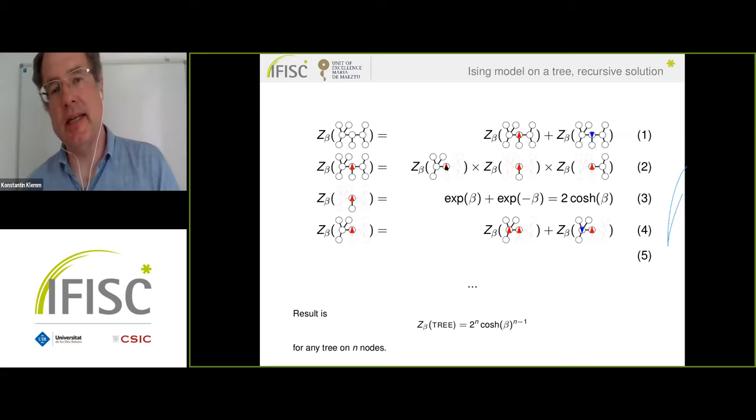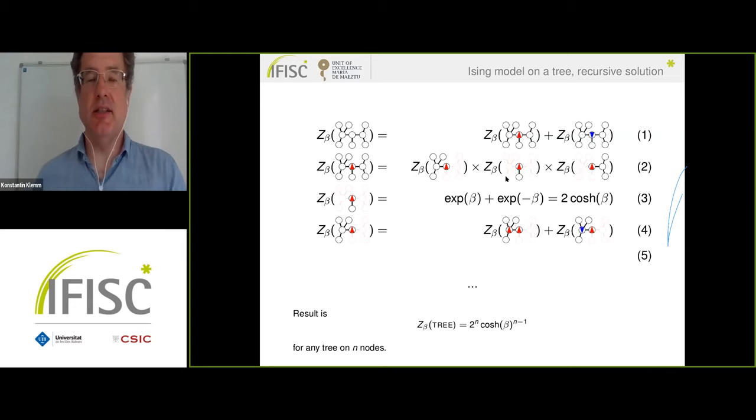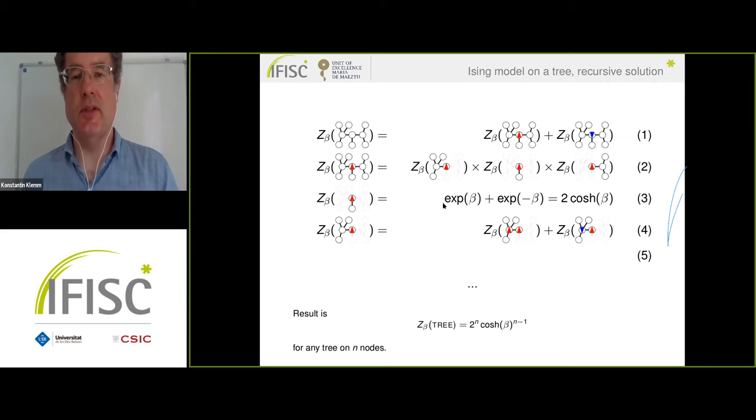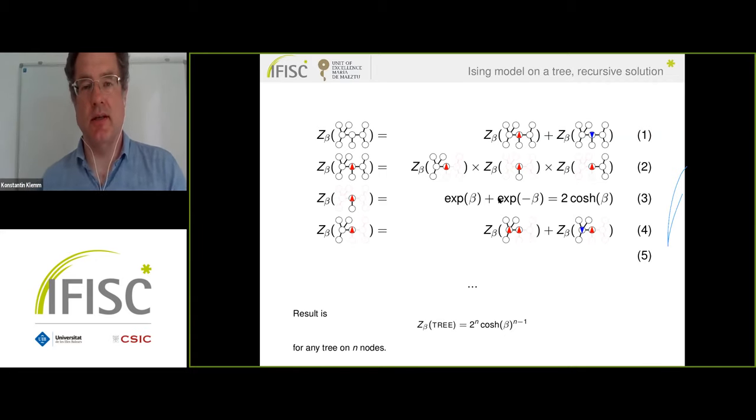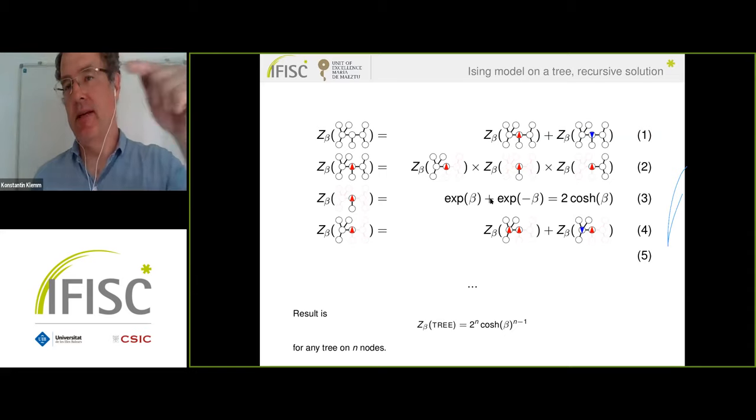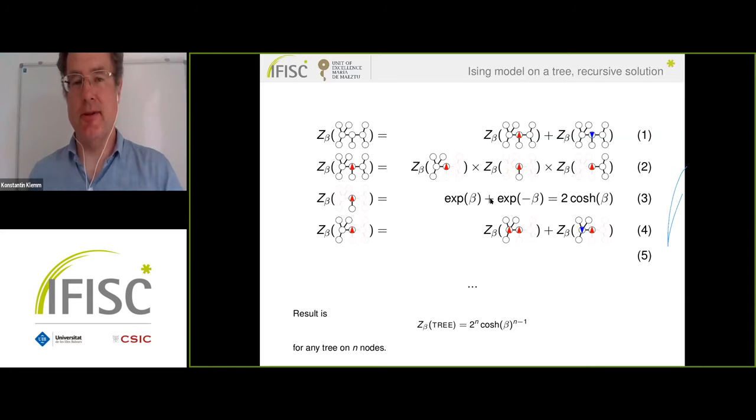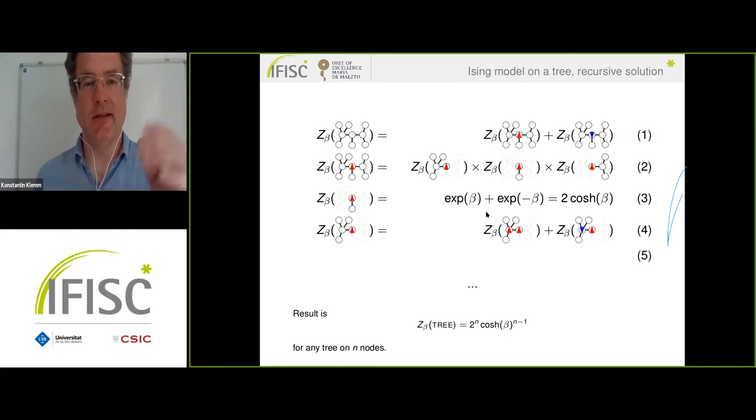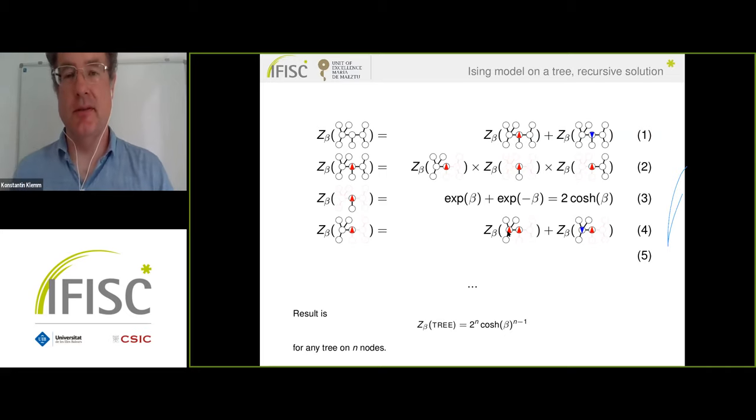Now I can again evaluate each part here in this recursion. This part, the middle part, is actually particularly simple, because you can write it down directly. So we've kind of reached the end of the base case of your recursion, which is just one edge, one interaction between two nodes. And for the rest, I can start the recursion again.